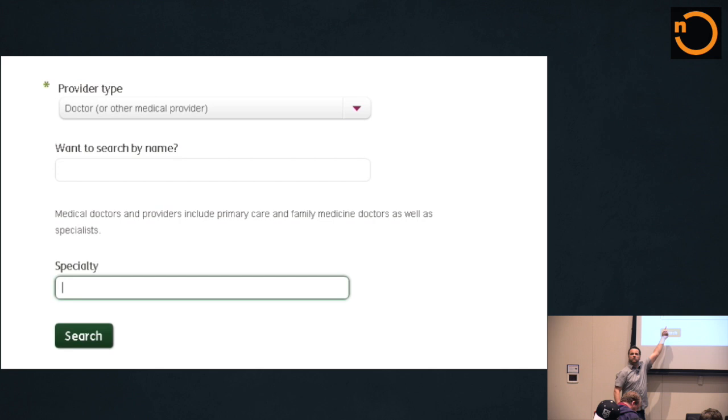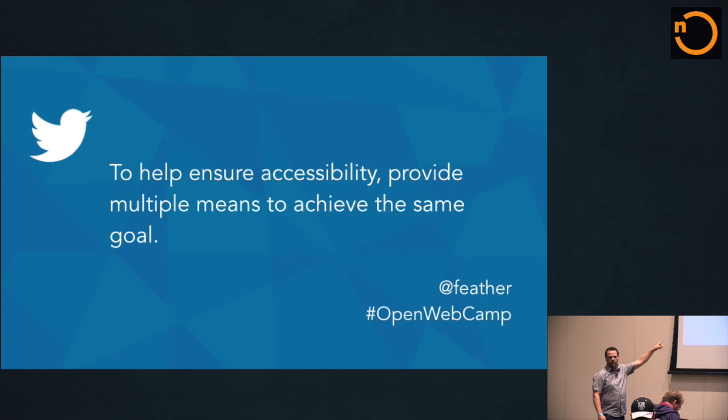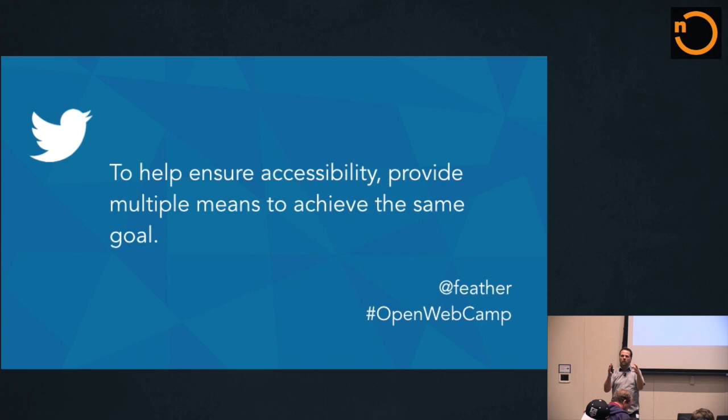With voice recognition software, because of the way the events fire, that box didn't even show up, right? So we need to have multiple means to achieve the same goal. We need to have multiple methods for doing things. With things like auto-suggests, you should allow for any random text to be submitted. Don't assume that it's going to be one of the choices from the list box.